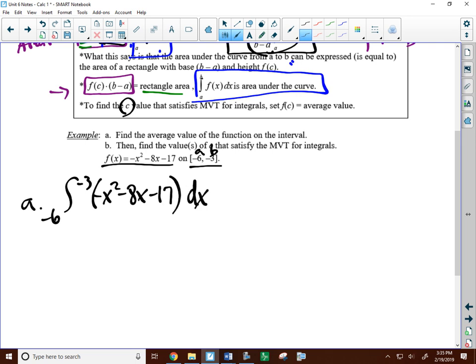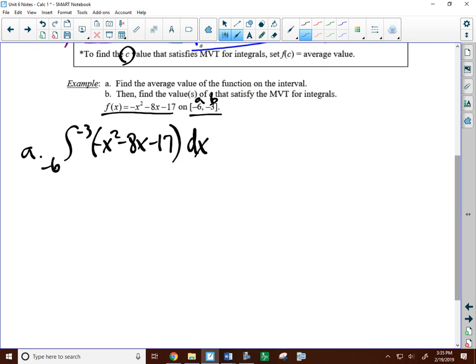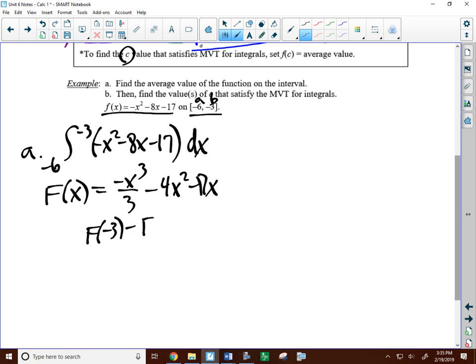And by the way, you could already have the 1 over b minus a out there. I'm just showing you how I like to do this one first. Okay, so let's see here. I do capital F of x is my antiderivative. That's going to be -x cubed over 3, then minus 4x squared, and minus 17x. We're going to do F of b, -3, minus F of a, -6.